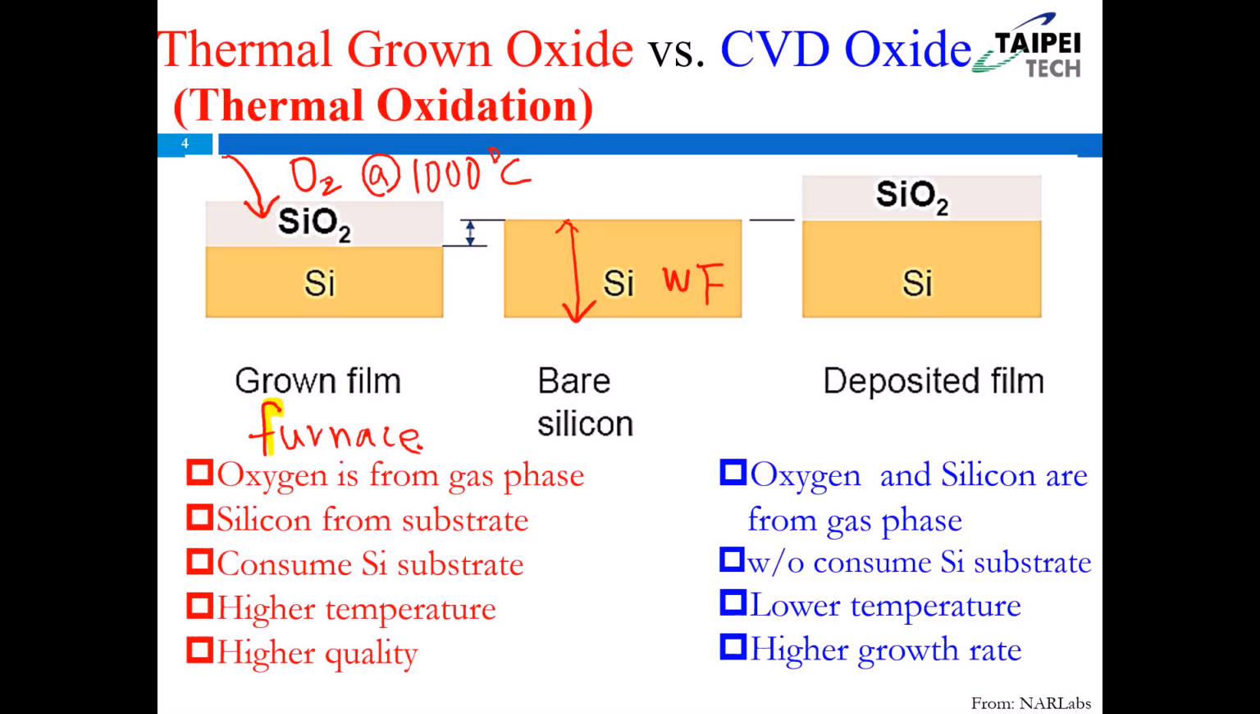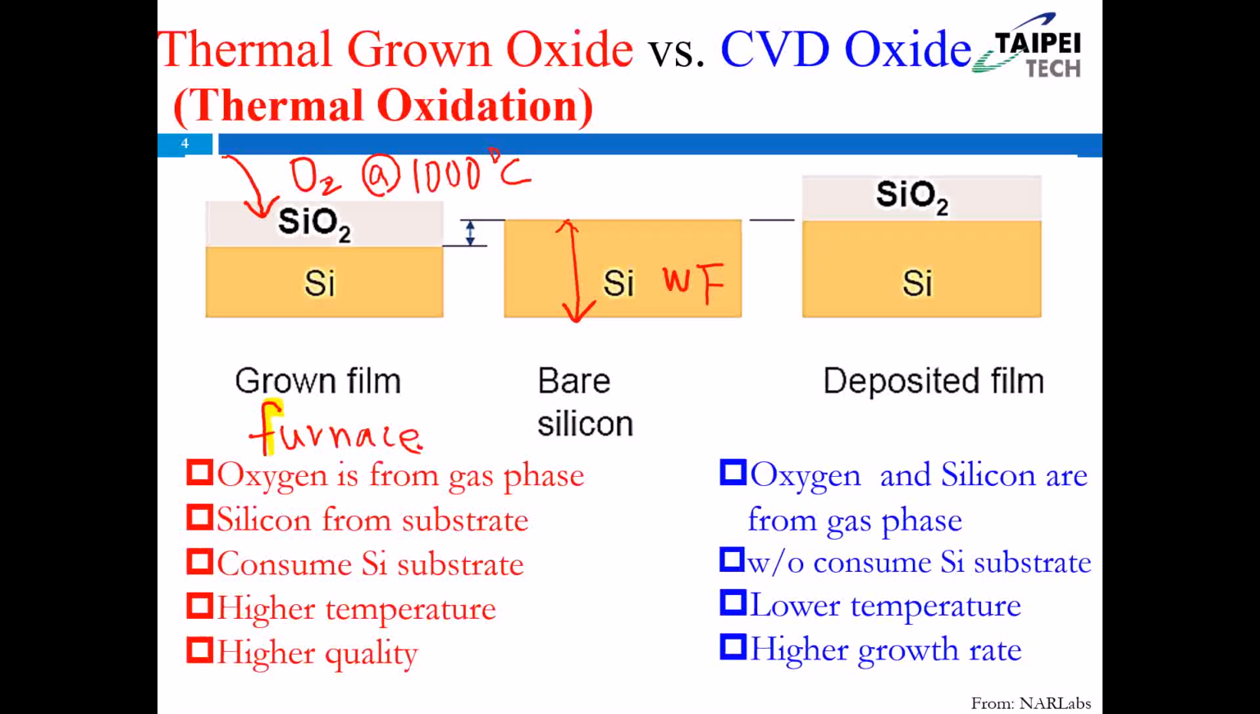So right now we go through the details. You see how simple it is. For the first one, oxygen is from the gas phase. It means oxygen is from an outside source, right? I put the oxygen into the furnace, so oxygen is the outside source. And then the next one, silicon is from the substrate. It means I put the oxygen into the furnace, and then the oxygen reacts with the silicon wafer.